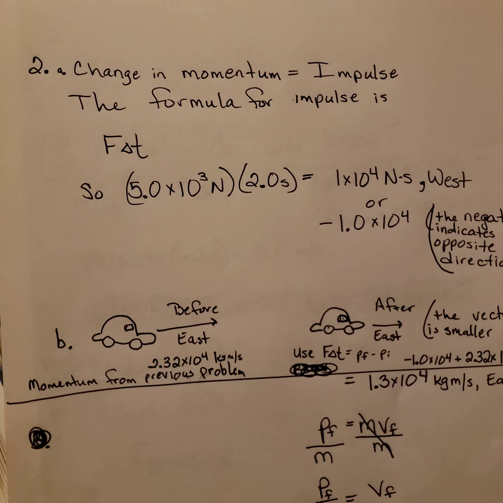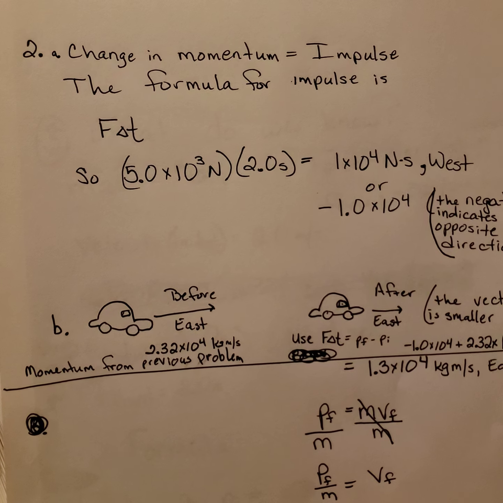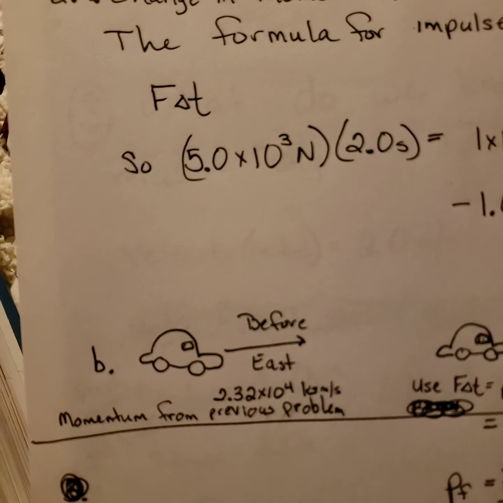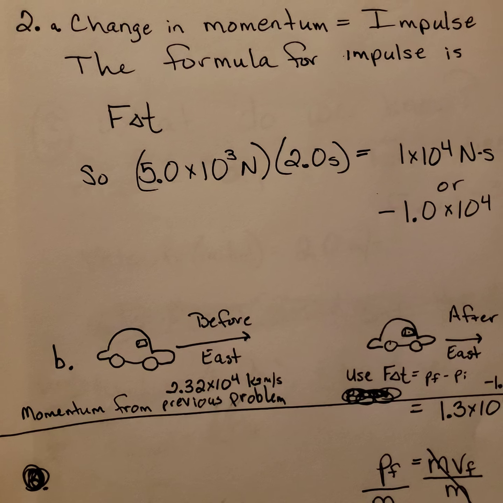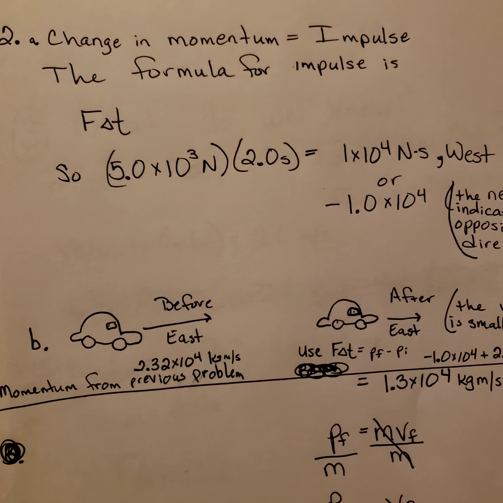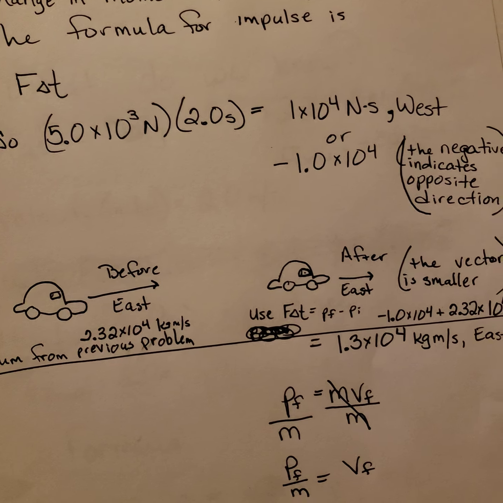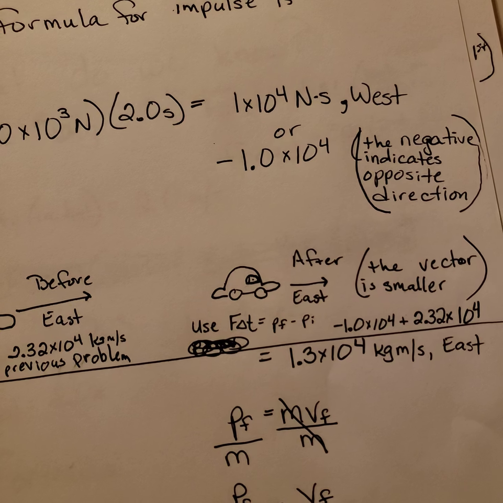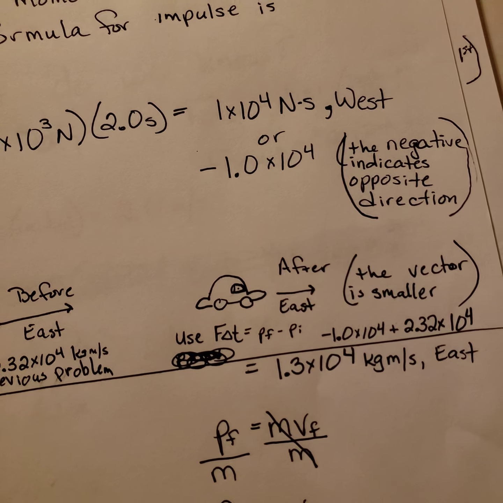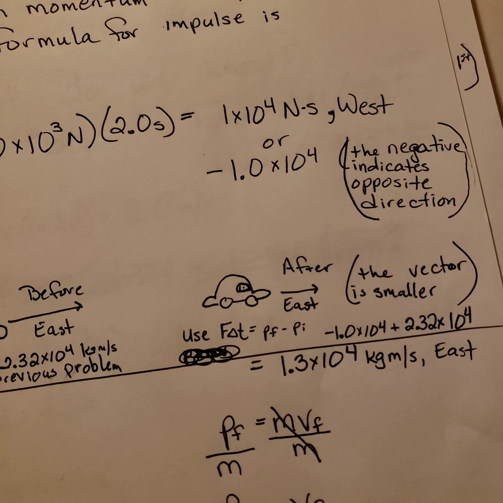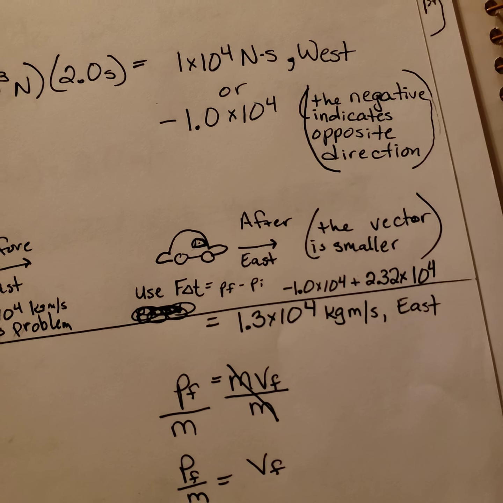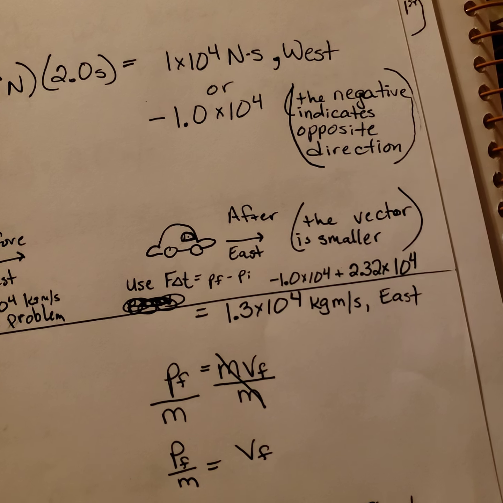All right. So first of all, like I said, the change in momentum is just another way to ask what is the impulse on that car. And if you remember, the formula for impulse is simply force times the change in time. So that sounds simple. We've got the force as 5 times 10 to the third newtons, and the change in time, which is 2 seconds. Since we're braking, that force is being applied in the opposite direction. So you could write it 2 ways: 1 times 10 to the 4th newtons per second west, or you could simply write negative 1.0 times 10 to the 4th newton seconds, and then we know that that's in the opposite direction.